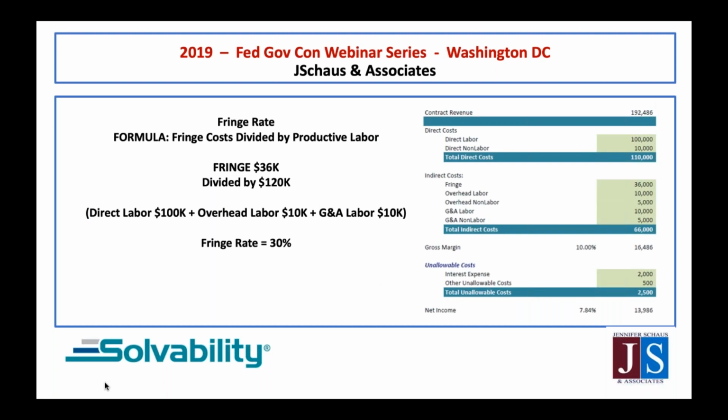Mathematically, these are quick numbers. There's more than one way to calculate fringe, overhead, and G&A, so don't take this as gospel. Your fringe rate is typically your fringe benefit cost, payroll taxes, leave, and group benefits, divided by productive labor. Productive labor would exclude paid time off and holiday because those costs are in the fringe pool already. So productive labor would be direct labor plus overhead labor plus G&A labor.